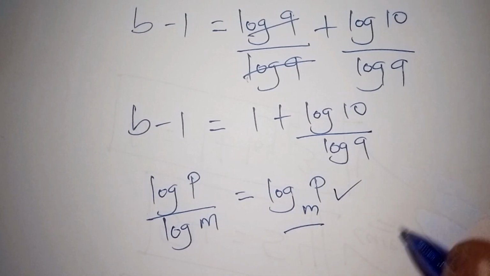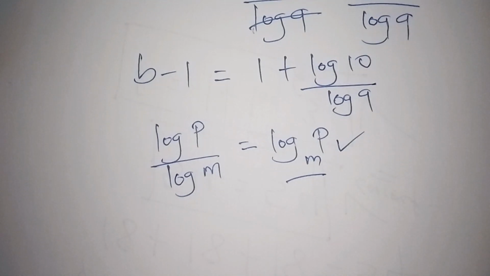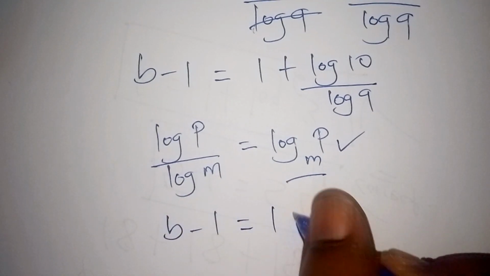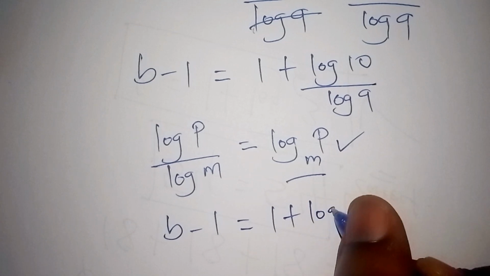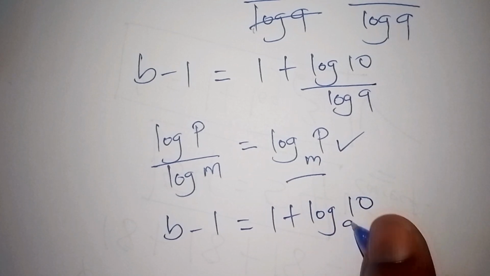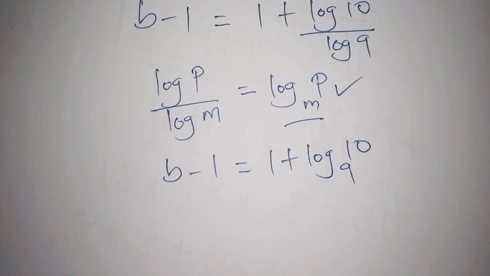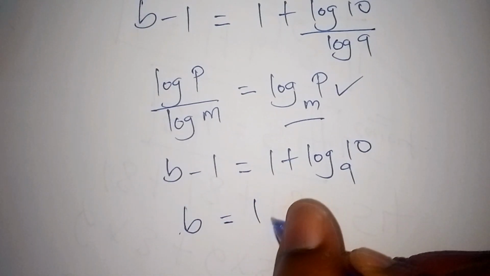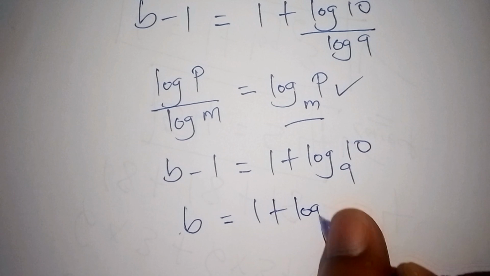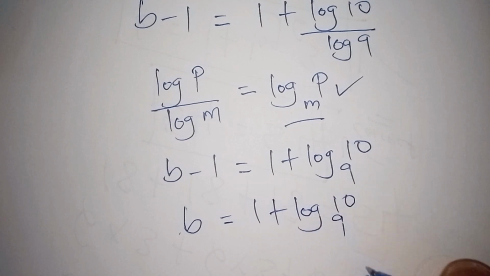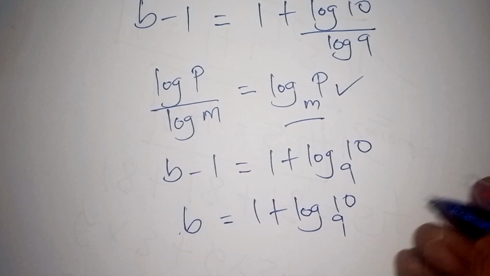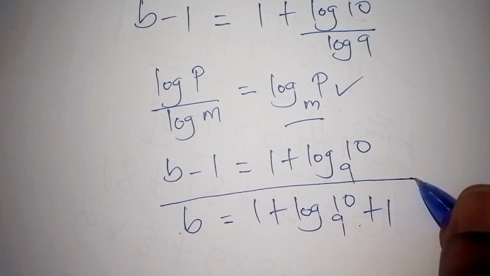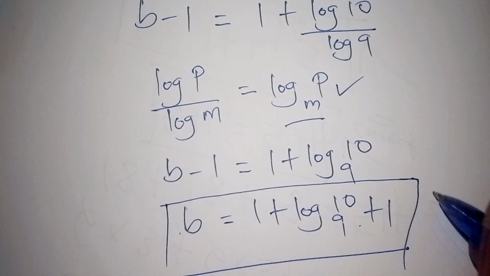So b minus 1 is equal to 1 plus the log of 10 to the base of 9. Now our b alone is equal to 1 plus the log of 10 to the base of 9. Since it was minus 1, when you cross the equal sign it will be plus 1. Now this shall be our value for b.